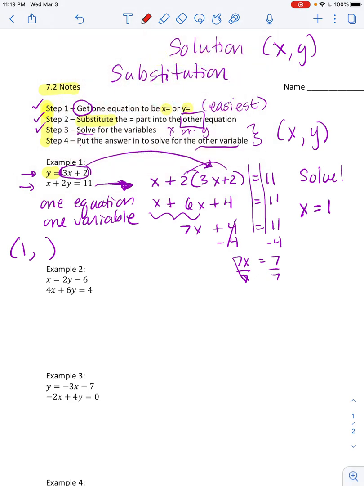Now I'm going to do this very last step 4, and I'm going to put that answer back in, and I can actually choose which one of these I want to plug it into. I like to pick the easier one. It will be easier in here to find out y if I know what the x is. I can just plug into that equation the x value that I just got of 1. 3 times 1 is 3, plus 2 is 5. So this is my solution to this system.